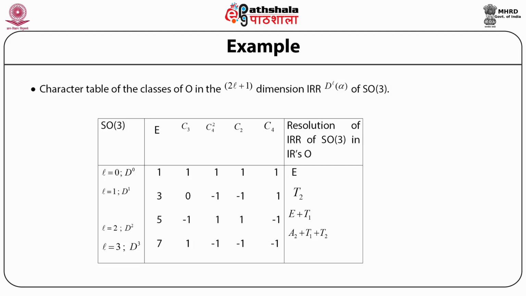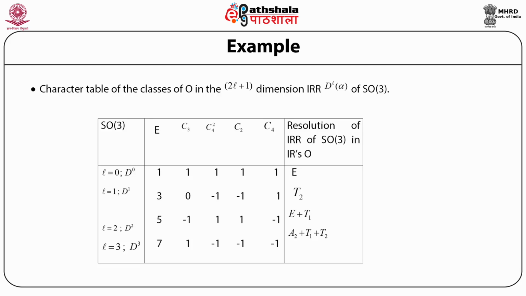And then suddenly this symmetry is reduced to the cubic symmetry O. So we look at the character table of the classes of O in the 2l plus 1 dimensional irreducible representations of SO3. SO3 has the representations corresponding to L equal to 0, 1, 2 and 3, which we name D0, D1, D2 and D3. And the character table of these classes of O, which are E, 8C3, 3C4 squared, 6C4, 6C2, is given by 1, 1, 1, 1 and so on, as shown in the slide.